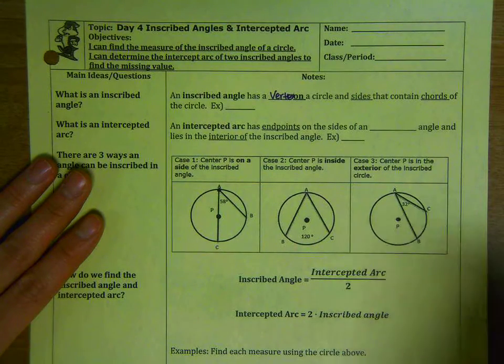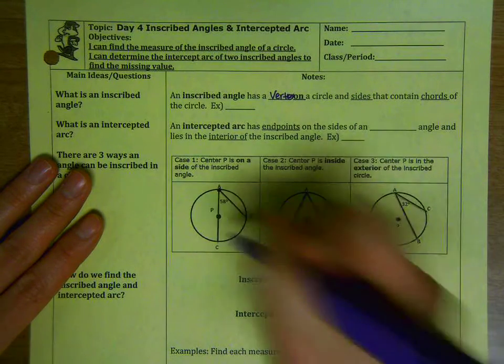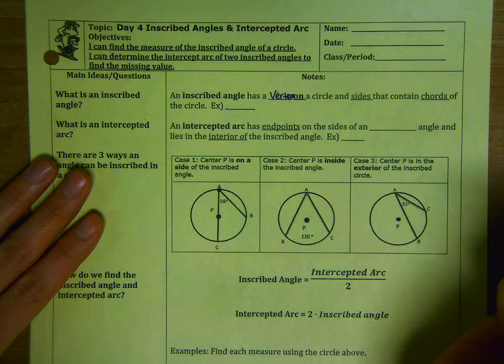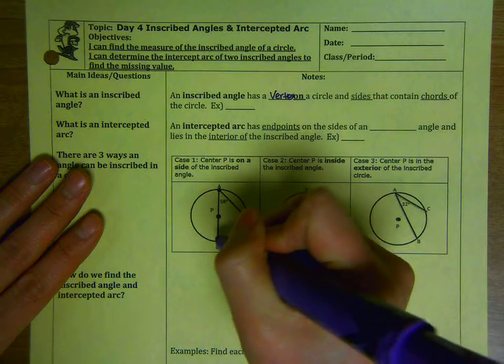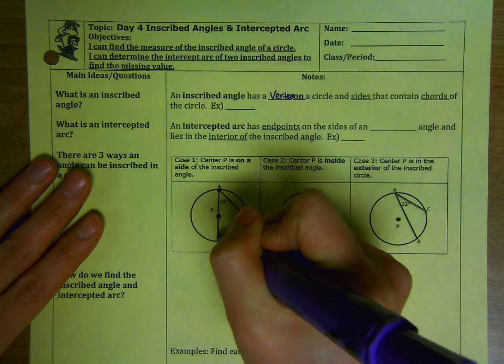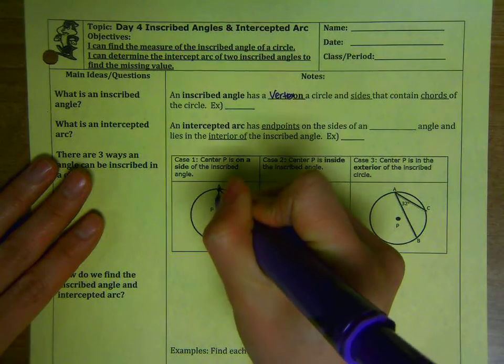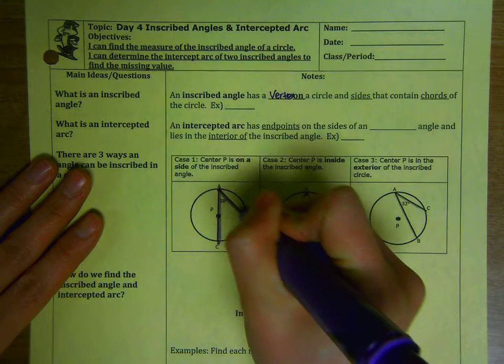So I know we have a vertex A, which is on the circle. It's not inside, it's on the circle, and it creates the angle. I'm going to use color markers or color highlighters. It will help you indicate the inscribed angles and intercepted arc if you would like to.